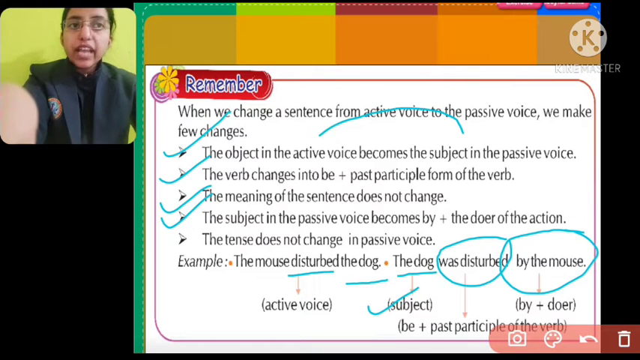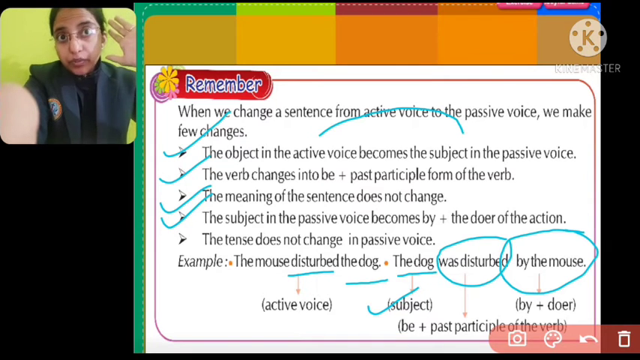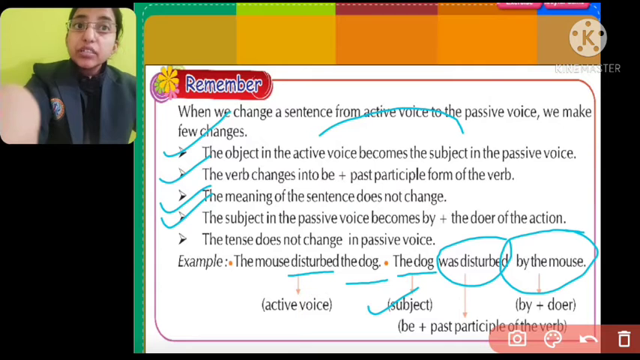Who is the doer of the action? The mouse. कौन disturb कर रहा है यहाँ पे? Mouse disturb कर रहा है. The tense does not change in passive voice. Disturbed. Okay, disturbed. It is past tense. Was disturbed. This is also past tense.